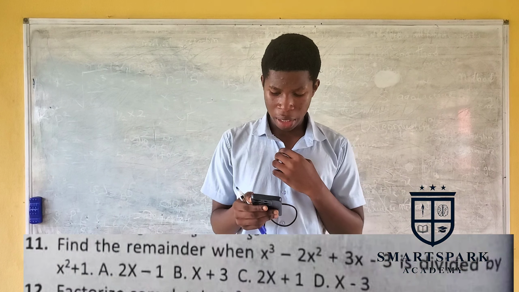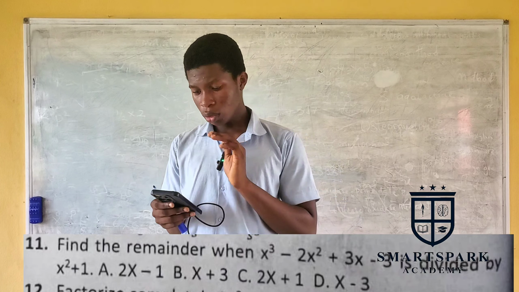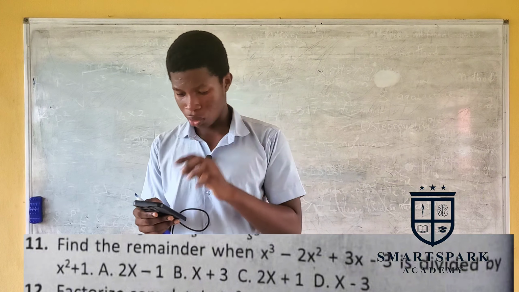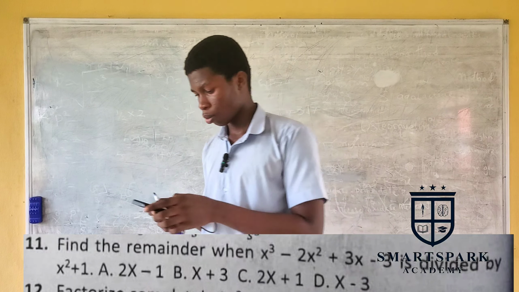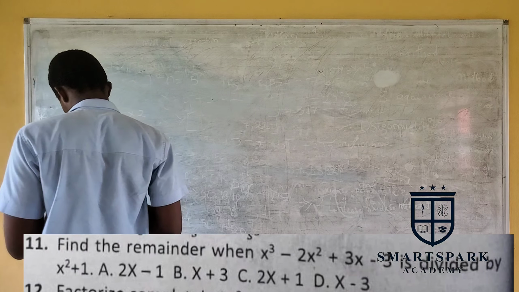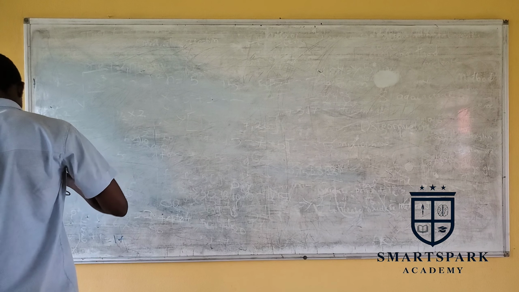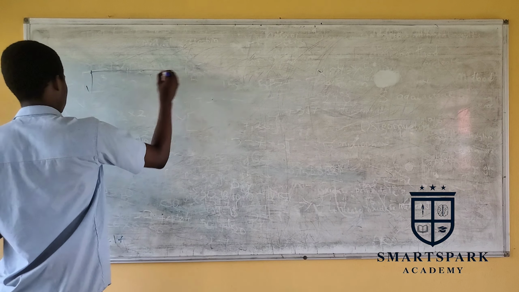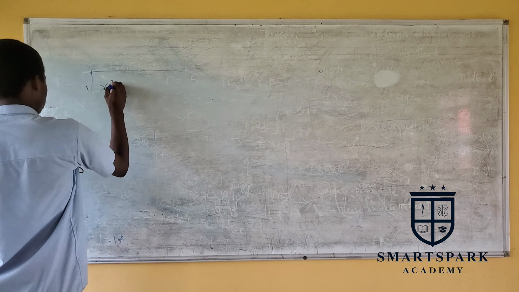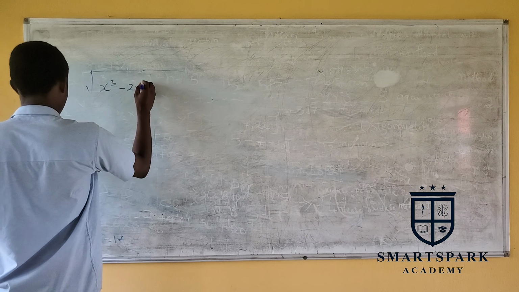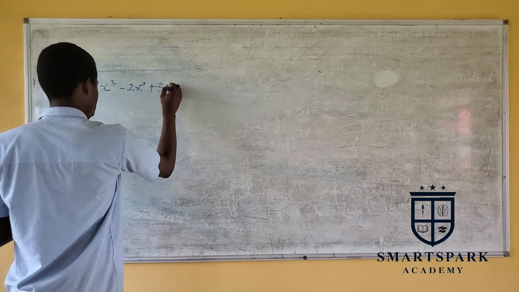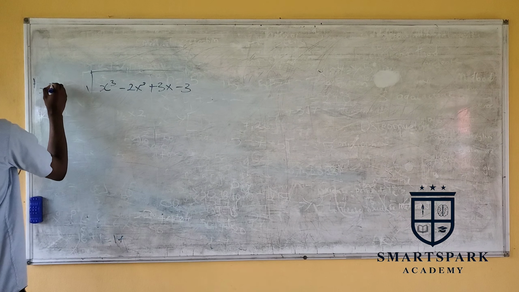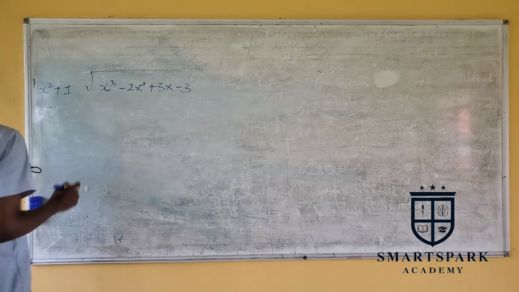Okay, question 11. They say find the remainder when we divide x cubed minus 2x squared plus 3x minus 3 by x squared plus 1. So now we are going to write out all our parameters. This is x cubed minus 2x squared plus 3x minus 3, and this is x squared plus 1. This is what we are dividing.